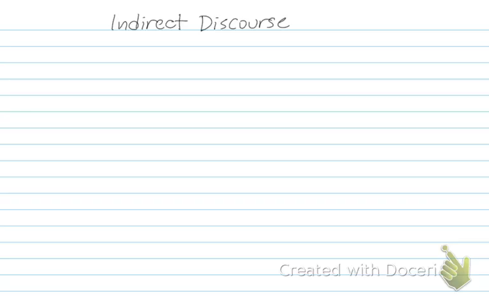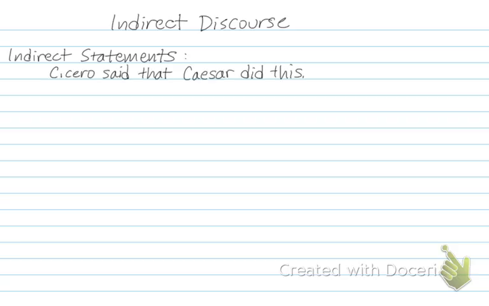Okay, so what do we want to do with these? Let's review a big topic called indirect discourse. That includes any kind of indirect discourse, like indirect statements or indirect questions. So we learned indirect statements several chapters back, as in the sample English sentence, Cicero said that Caesar did this. Caesar did this is a statement, and it is reported indirectly by introducing it with Cicero said that.